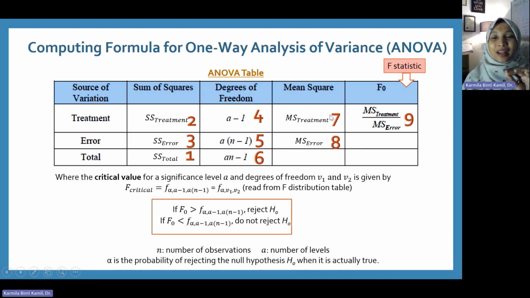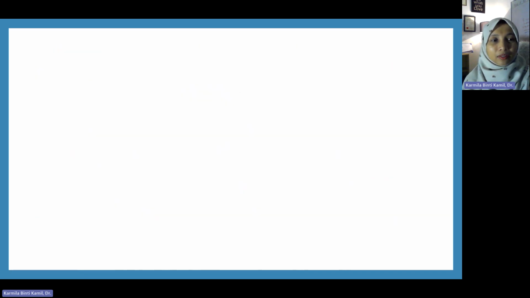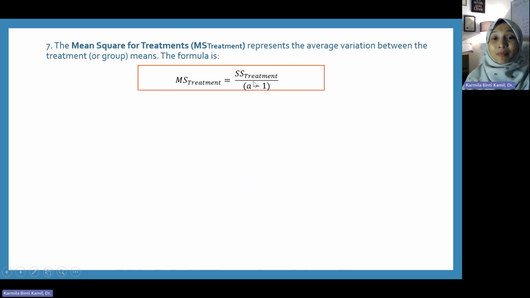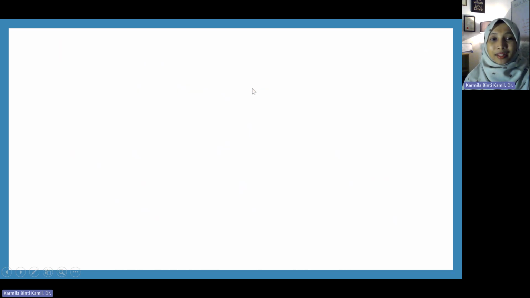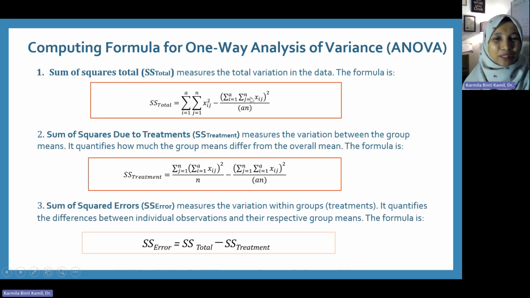So how to complete numbers 7, 8, and 9? Let's look at this formula again. Number 7 is mean square for treatment. MS treatment represents the average variation between the treatment or group means. The formula is SS treatment over A minus 1. Remember that you already found the SS treatment in the second column, so just use the value there over the value of A minus 1. This is the degrees of freedom we mentioned just now. Just use the value there.